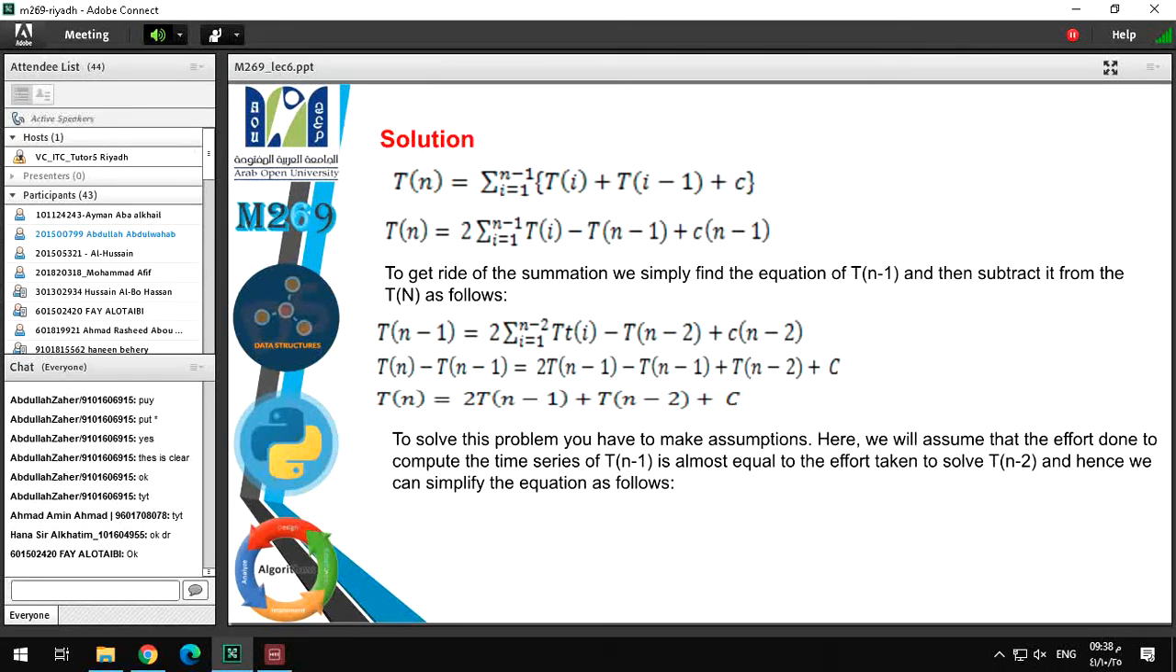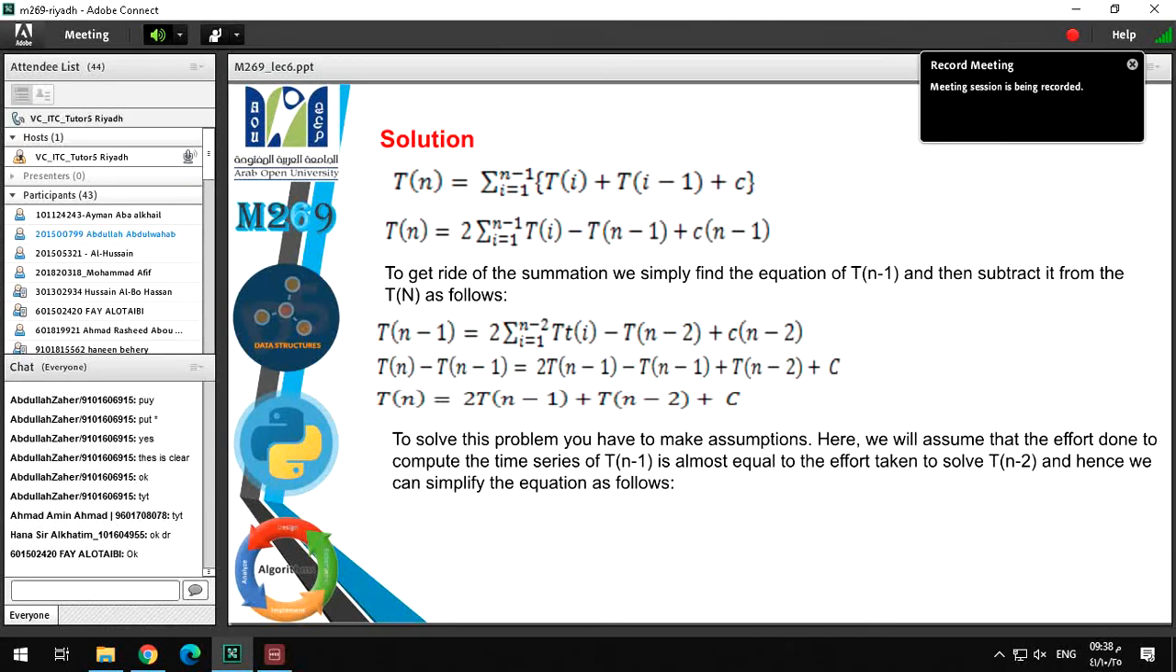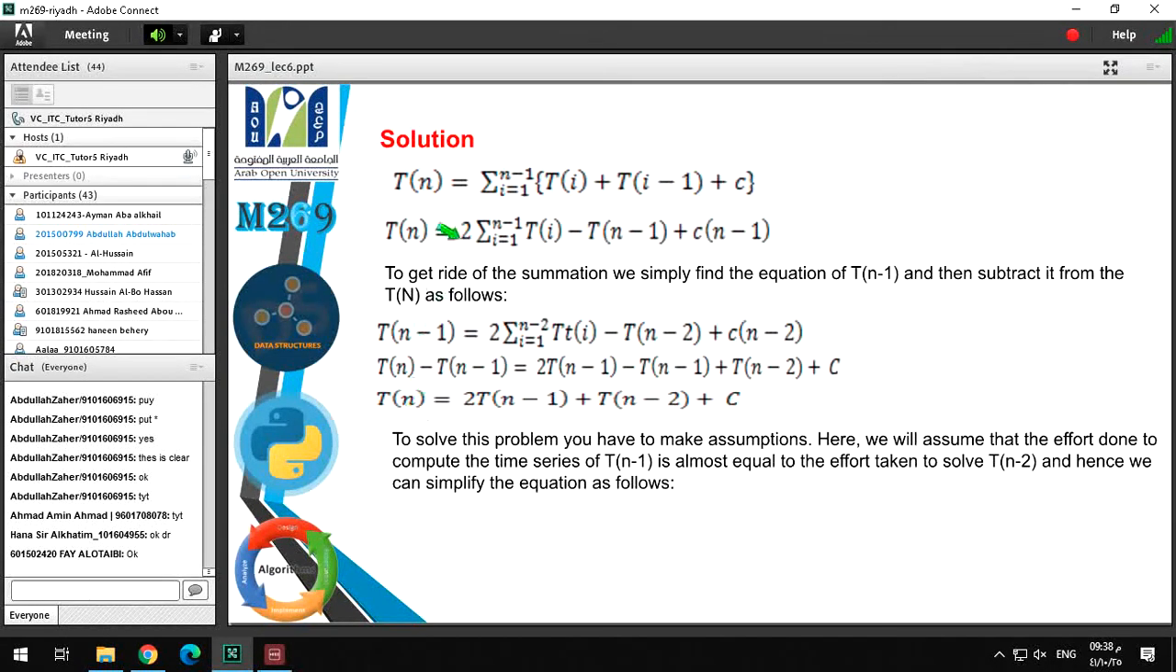Okay, now after explaining how we reach this point, put the cursor. Now we have, after we find, this is the 2 for sigma ti, and then minus t(n-1) plus c(n-1). This is what I've just explained just now.